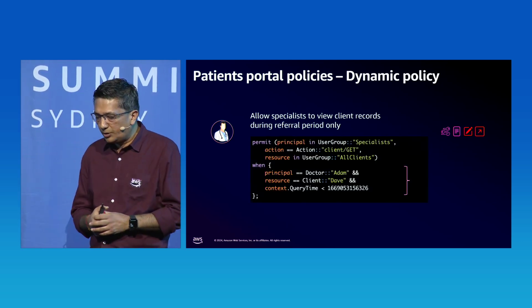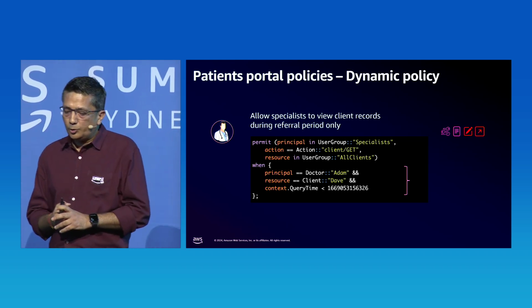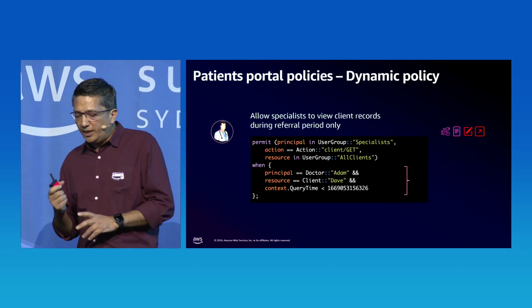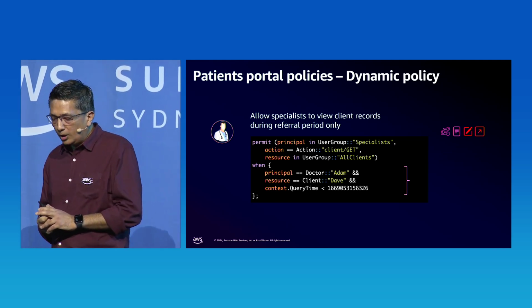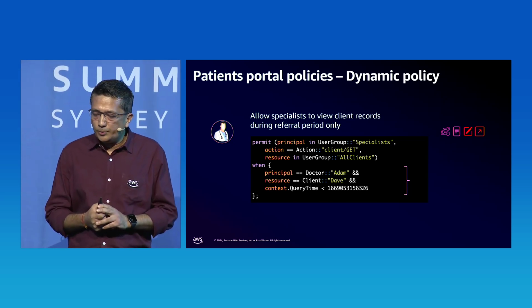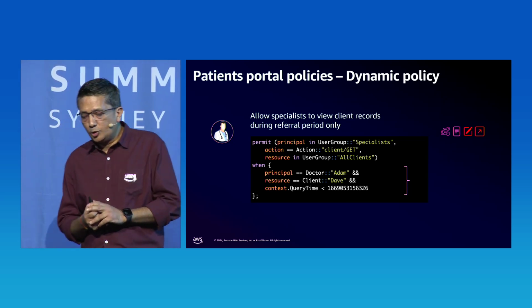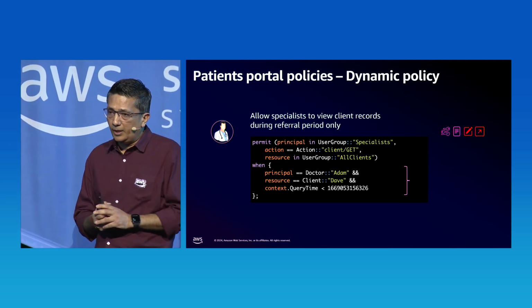And the policy that was created behind the scene was permitting a principal that belongs to the specialist user group to take an action, which is getting client's record, on resources that belong to the all clients group, with a very specific condition. The principal has to be Dr. Adam. The resource has to be Dave. And the context has to be query time, in this case, less than 3 months.